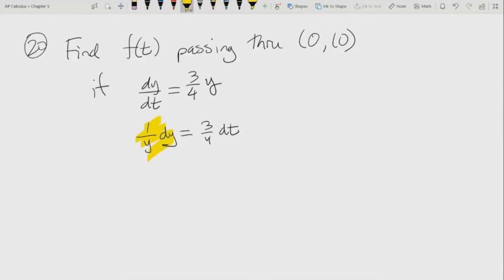1 over y, taking the integration of that. Anybody remember what that is? Ln. Log of y. Yeah, it's just natural log of y, ln y.